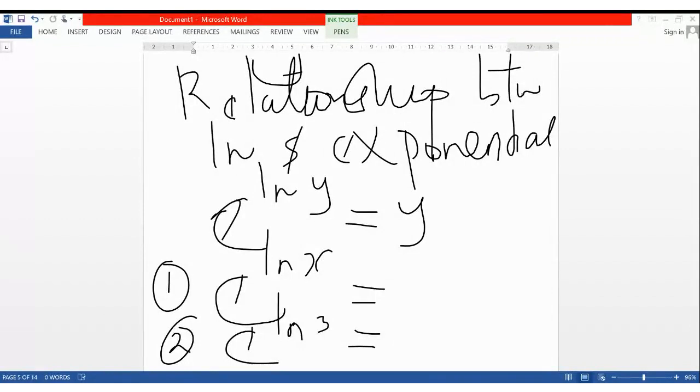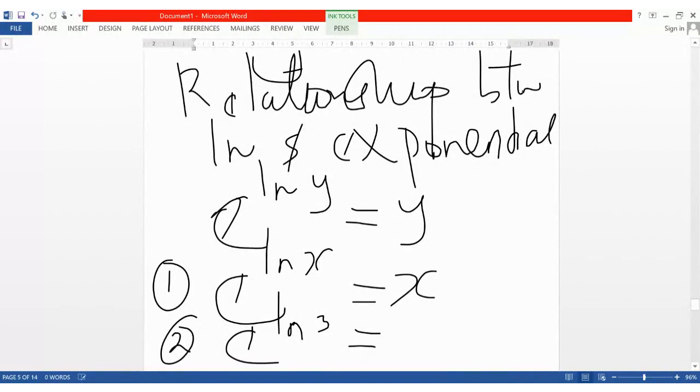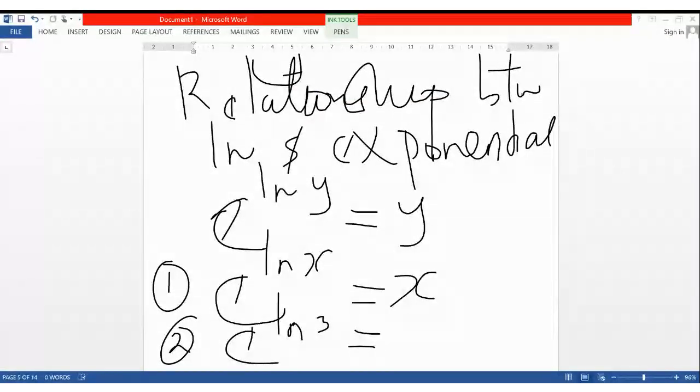Exponential ln x, someone to try? So what exponential will do, it shall remove the ln. It will make the ln disappear, so we shall end up with only x. Exponential ln 3. So people are getting it now. It's a very simple relationship. So you get it as 3.